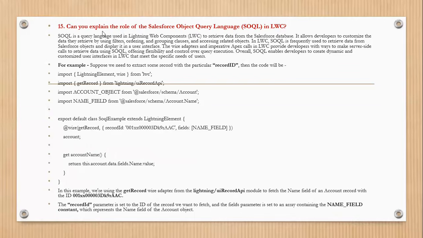Next, can you explain the role of the Salesforce Object Query Language, SOQL, in LWC? SOQL is a query language used in Lightning Web Components, LWC, to retrieve data from the Salesforce database. It allows developers to customize the data. They are retrieved by using filters, order and grouping clauses, and assigning related objects. In LWC, SOQL is frequently used to retrieve data from Salesforce objects and display it in the user interface.